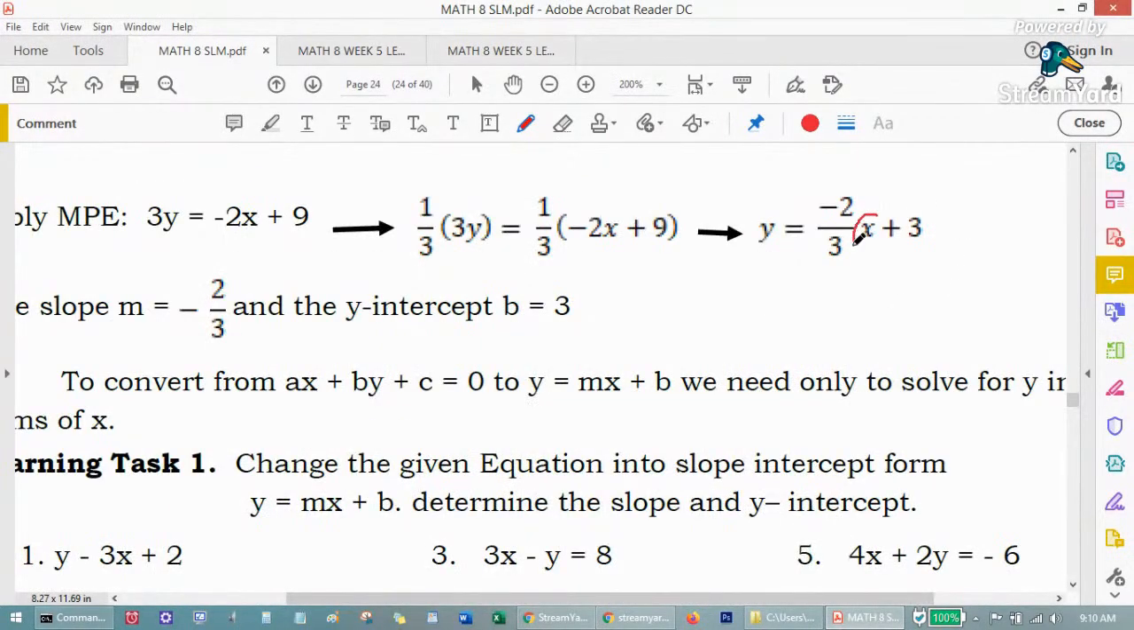So, ito yung x natin. Ang coefficient niya is negative 2 over 3. Negative divided by positive. Positive yung 3, negative yung 2. Magkaiba sila. Negative divided by positive is negative. And then 2 over 3. That's the slope. Ang y-intercept naman is positive 3. Okay, so pwedeng hindi na isulat yung sign kapag positive.